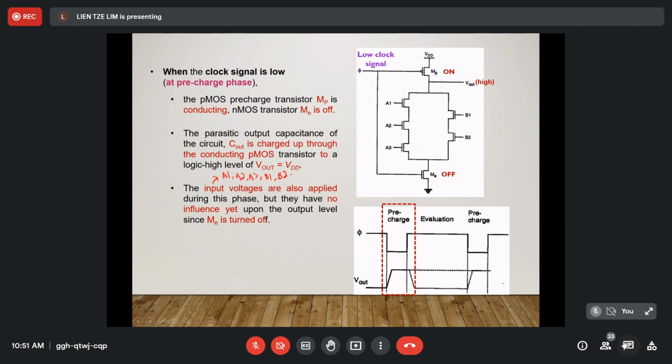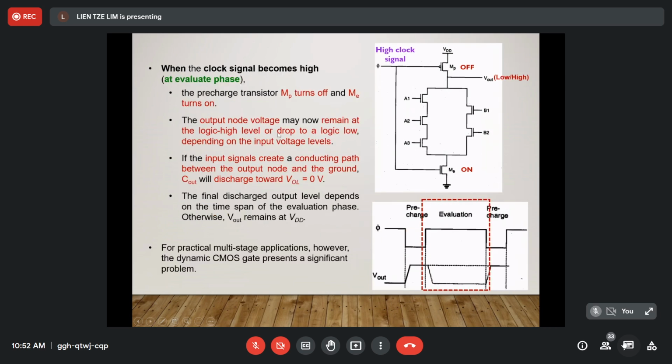So when the clock is low, we see this diagram, this is the clock when it is low, Ck equals 0. So the V out here is high, this is VDD. This phase we call the pre-charge phase. Another operation is when the clock signal is high. We call it the evaluation phase.